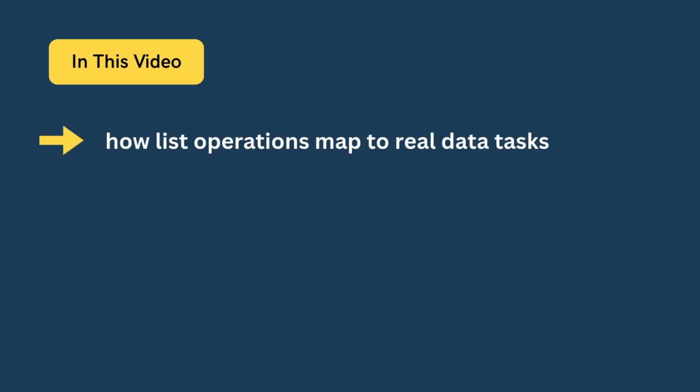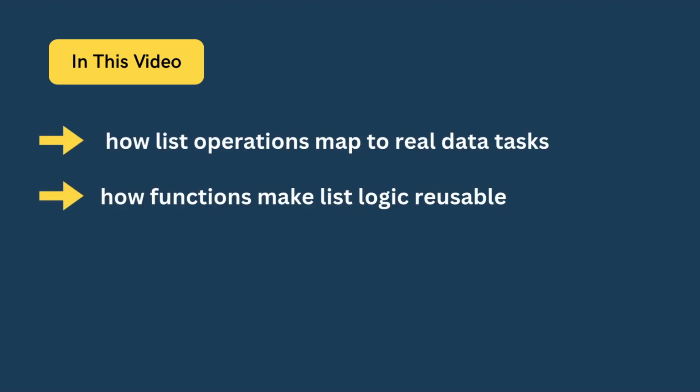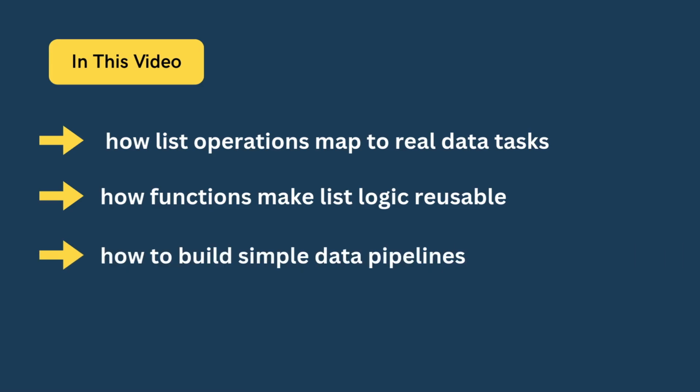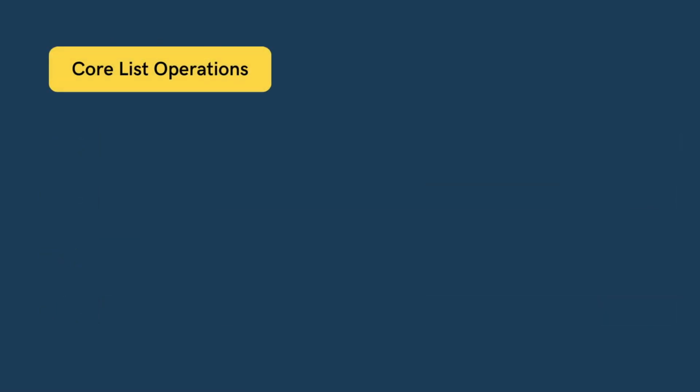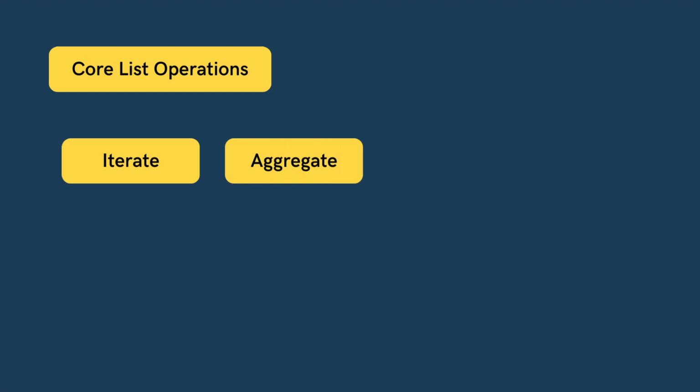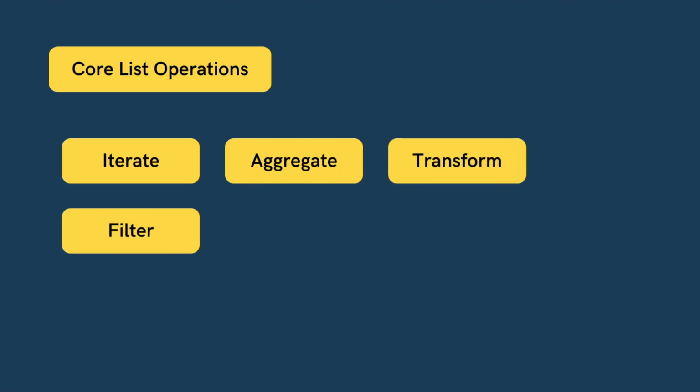In this video, we will learn how list operations map to real data tasks, how functions make list logic reusable, how to build simple data pipelines, and how to avoid hidden bugs early. Almost every operation you perform on a list fits into one of four patterns: iterate, aggregate, transform, or filter. In this video, we will learn how to work with each of these in practice.